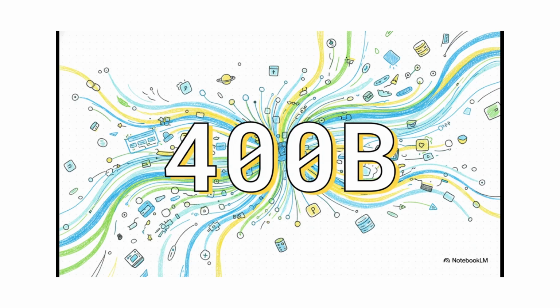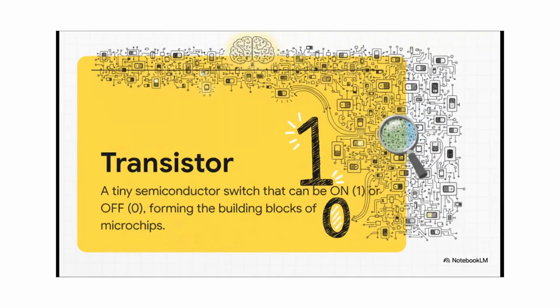Well, that brings us to the physical heart of the digital world. Meet the unsung hero of the modern age, the transistor. The easiest way to think about it is as a microscopic light switch. It can be turned on to represent a 1 or off to represent a 0. These tiny, tiny switches are the physical building blocks that process all that binary code, and their size is almost impossible to wrap your head around.